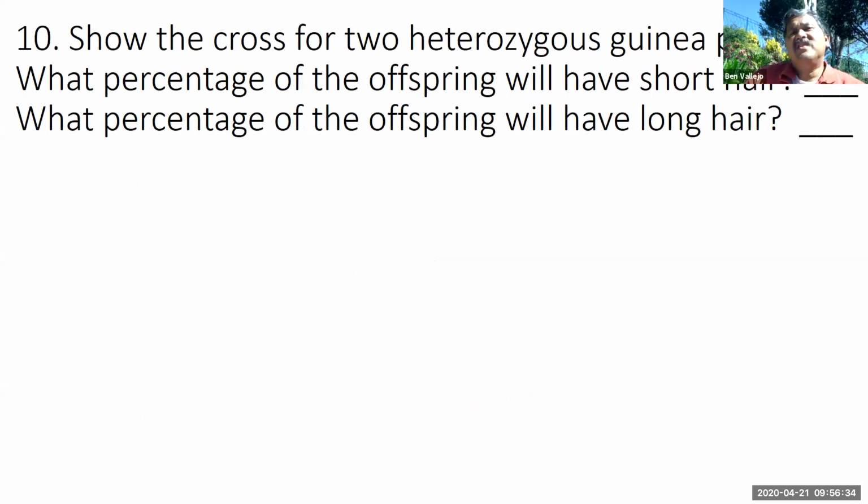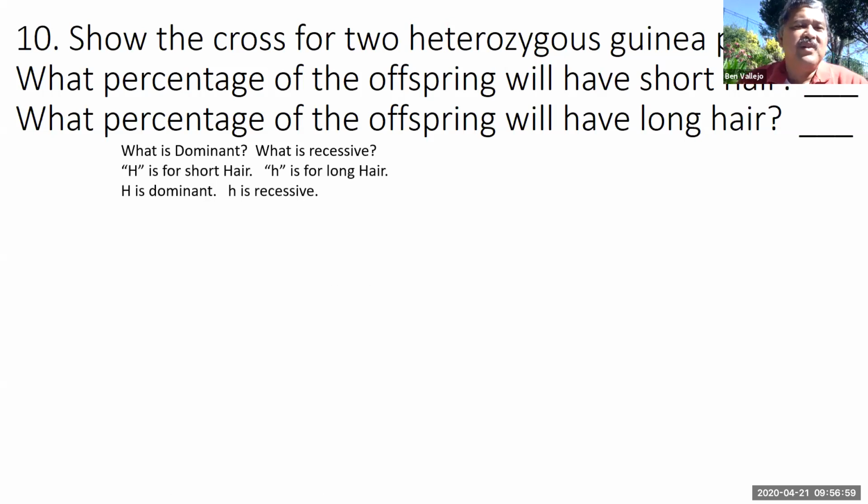Number 10, show the cross for 2 heterozygous guinea pigs. So this again is a monohybrid cross. And so without even doing a Punnett square, you might be able to get the answer from what you know about ratios. Remember, the genotypic ratio is 1:2:1, and the phenotypic ratio is 3:1. So knowing that, do you know the answer? Let's see if you're right.